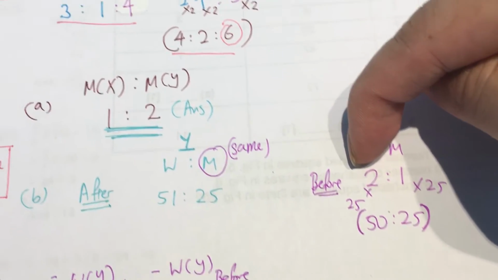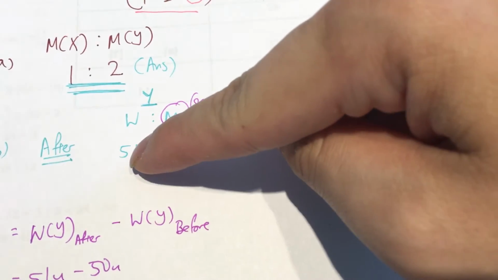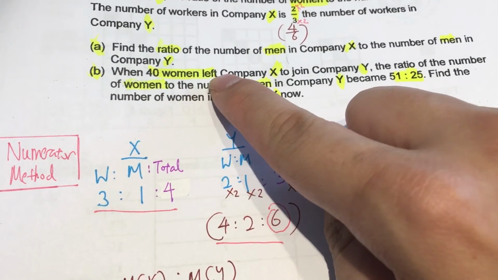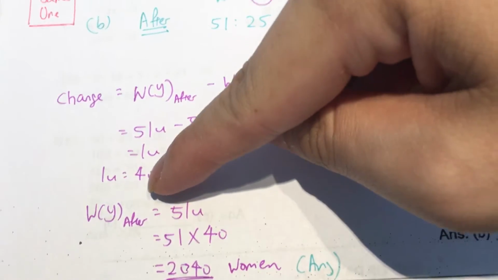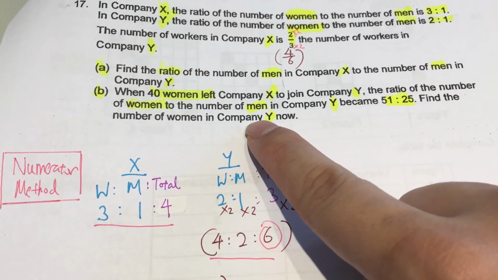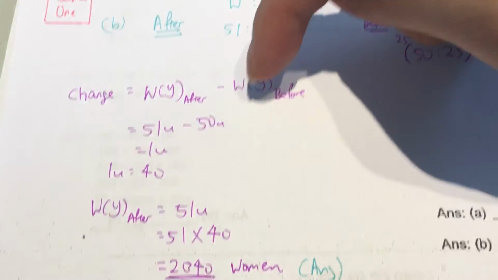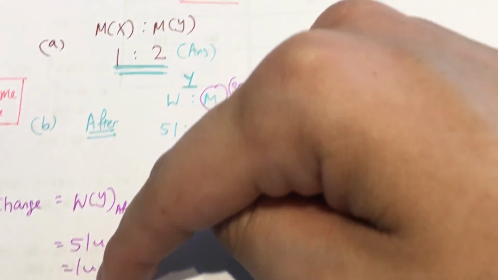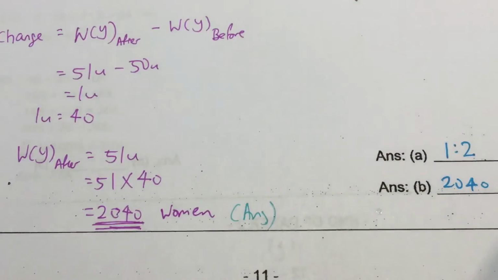Alright, so now can you see that there's an increase of 1 unit from here to here? Because 40 women have joined Y. Yeah? So 1U is 40, and they want to know how many women in Y now, which is how many units? Which is 51 units. So since 1U is 40 times 51, which is here, and then you have 2040, and that's your answer.